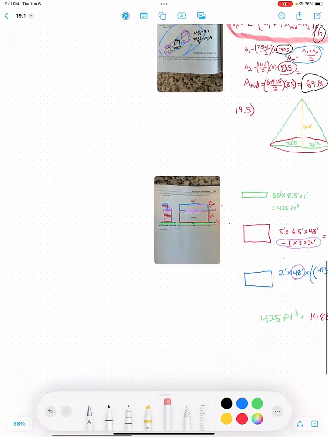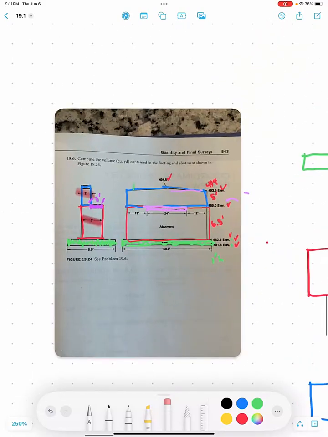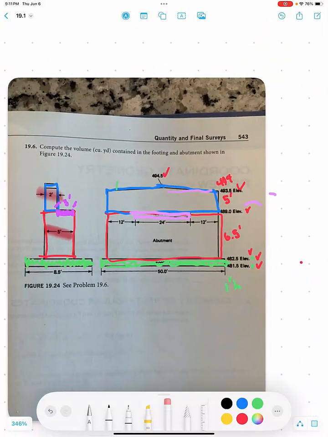Okay, moving on to the last problem. This one's kind of a fun one. You've got what amounts to a bridge abutment of some type. Compute the volume in cubic yards contained in the footing and abutment shown in figure 19.24. Just like the other ones, where we break the weird shapes into smaller, more consistent shapes, we do the same thing here. We take that base and convert that into a simple trapezoidal, or in this case, rectangular prism.